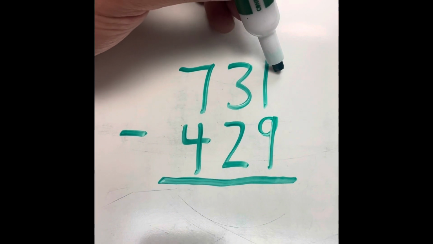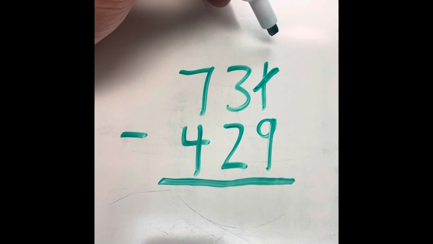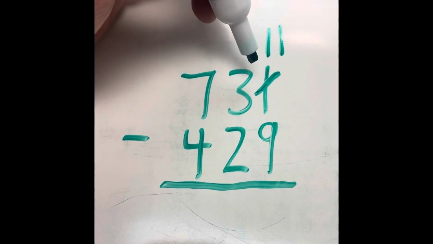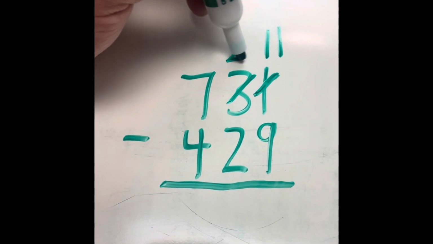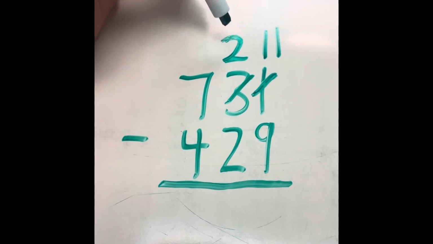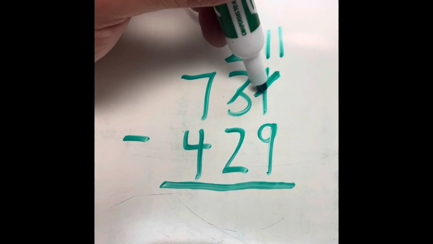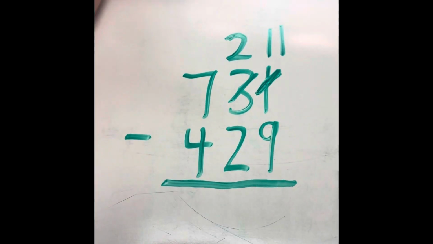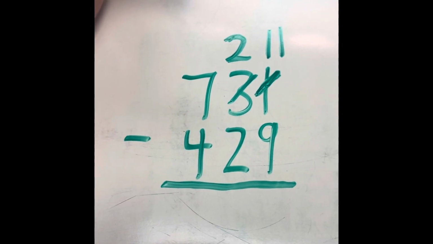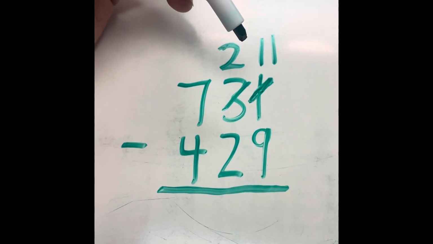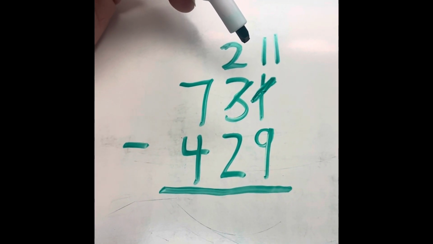So we're going to take a 10 from the tens place and add that to the ones place. So the 1 is going to become an 11. The 3 is going to become a 2. So we're taking away a 1 from the tens place, and then we're adding a 10 to the ones place. If adding 10 is a little too complicated, just think of it like this. You're rewriting the number with a 1 in front of it. So now we can subtract.